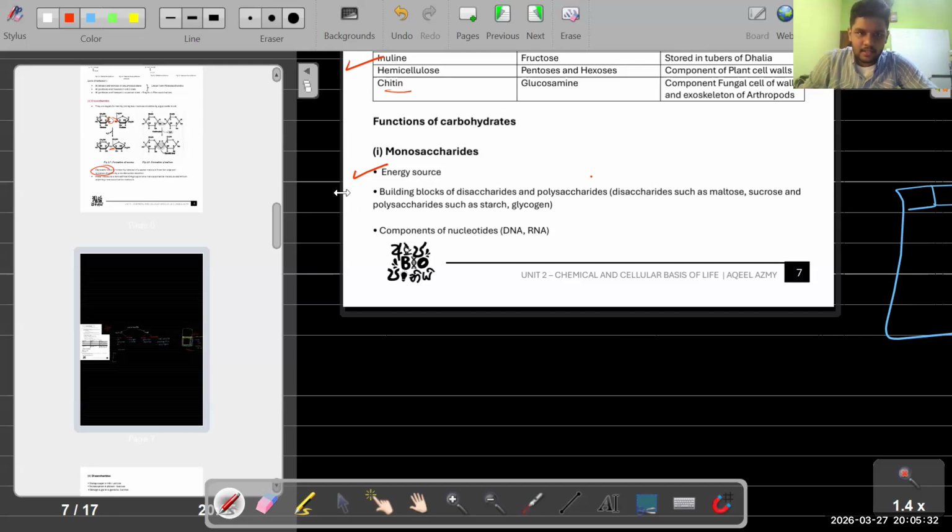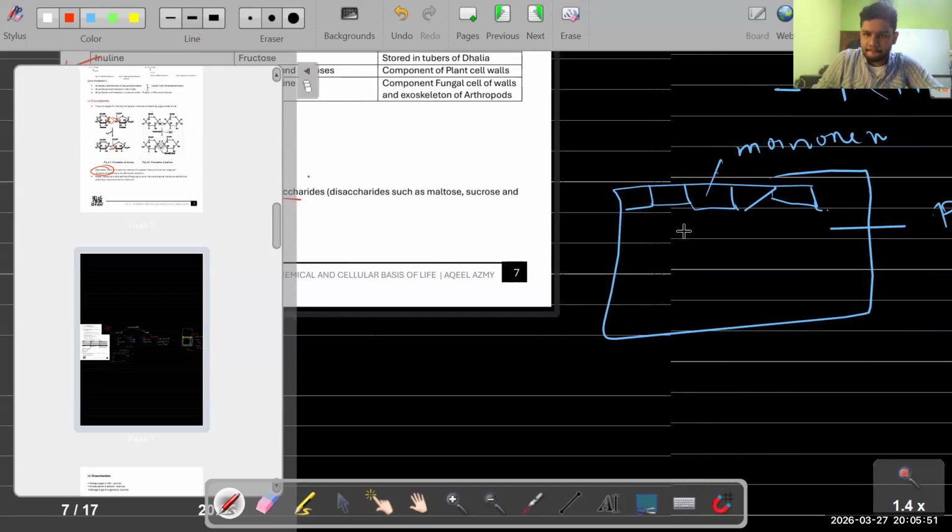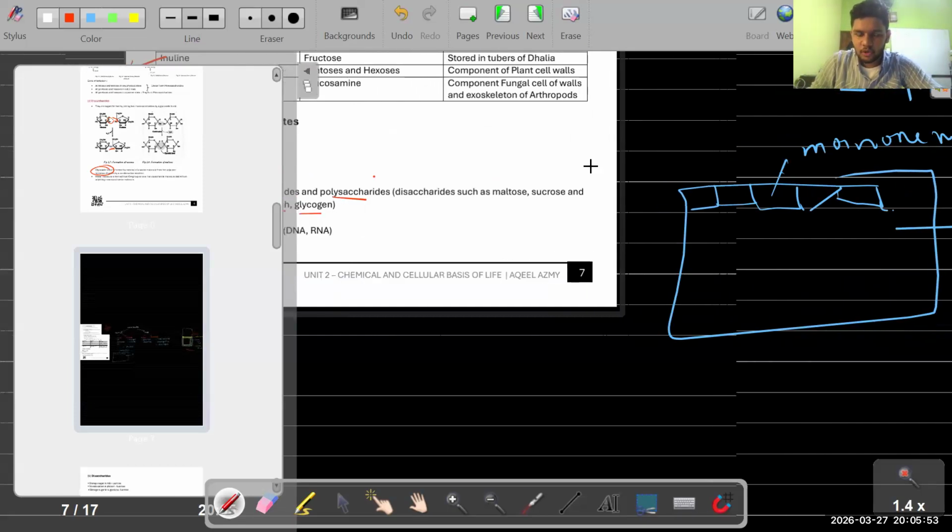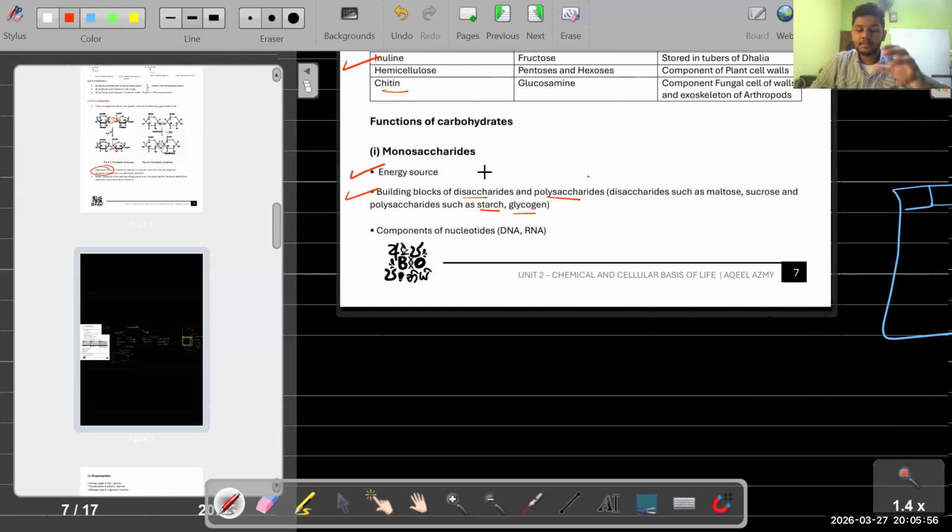Second point is that it acts as building blocks of disaccharides and polysaccharides. Disaccharides such as maltose, sucrose; polysaccharides such as starch, glycogen. Now relate this with that. Building blocks are the primary or smallest units that combine to form disaccharides and polysaccharides. That is what they're saying.